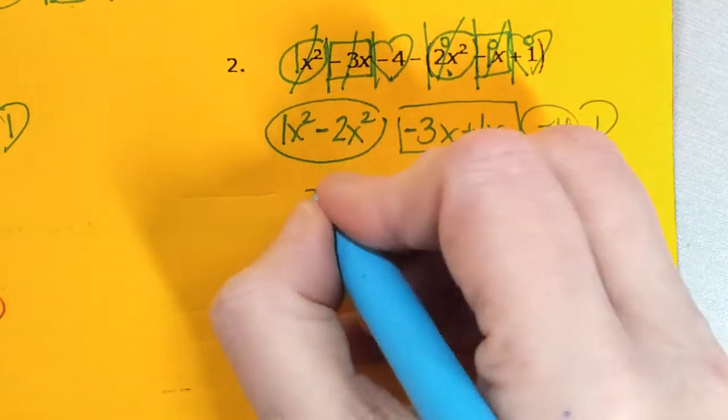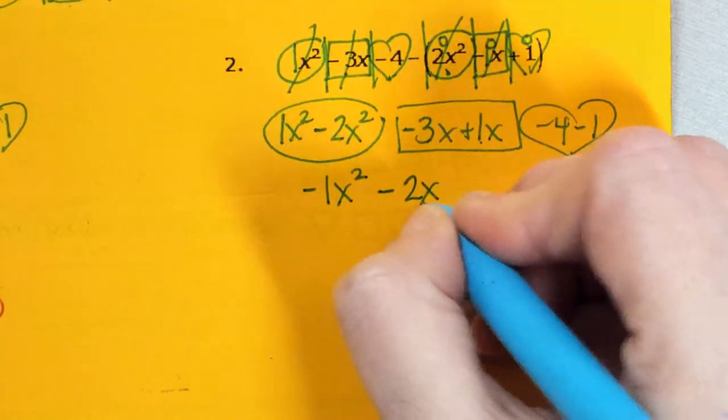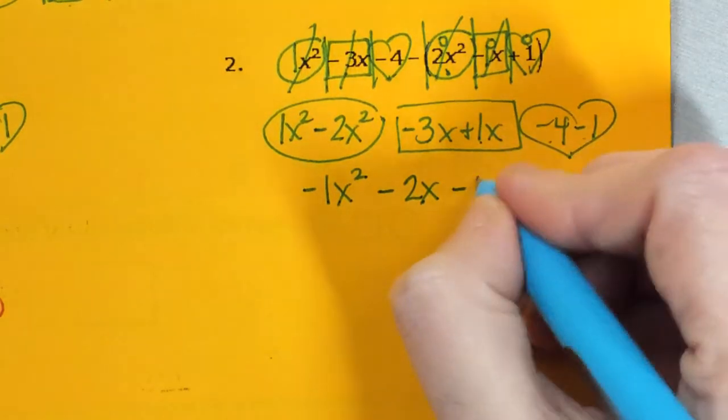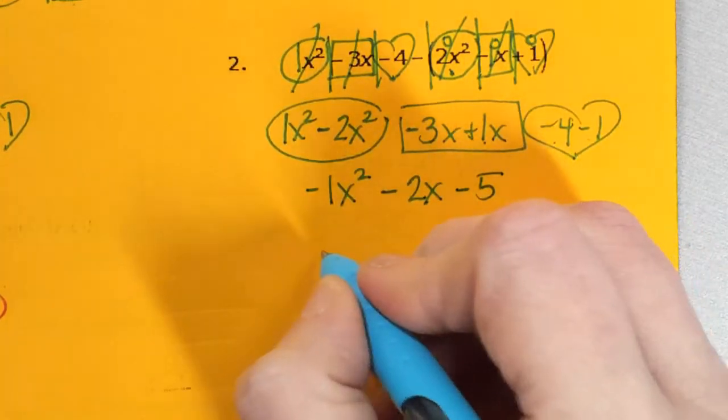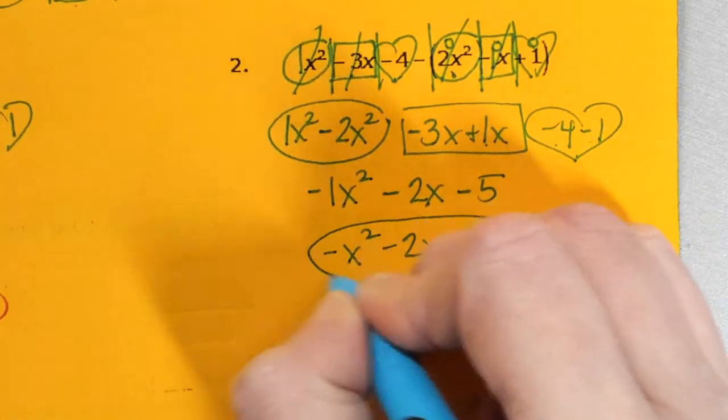So 1 minus 2 is negative 1x squared. Negative 3 plus 1 is negative 2x. Negative 4 minus 1 is minus 5. Clean this answer up, and I get negative x squared minus 2x minus 5.